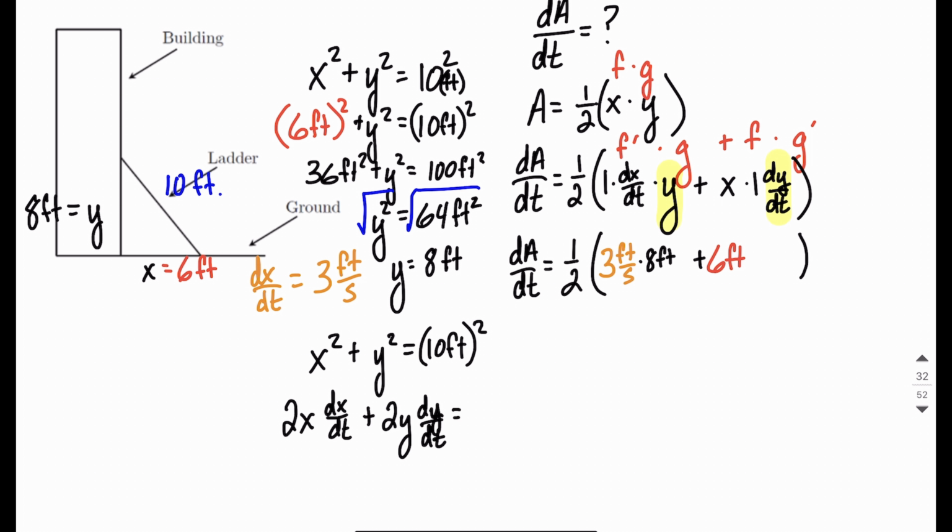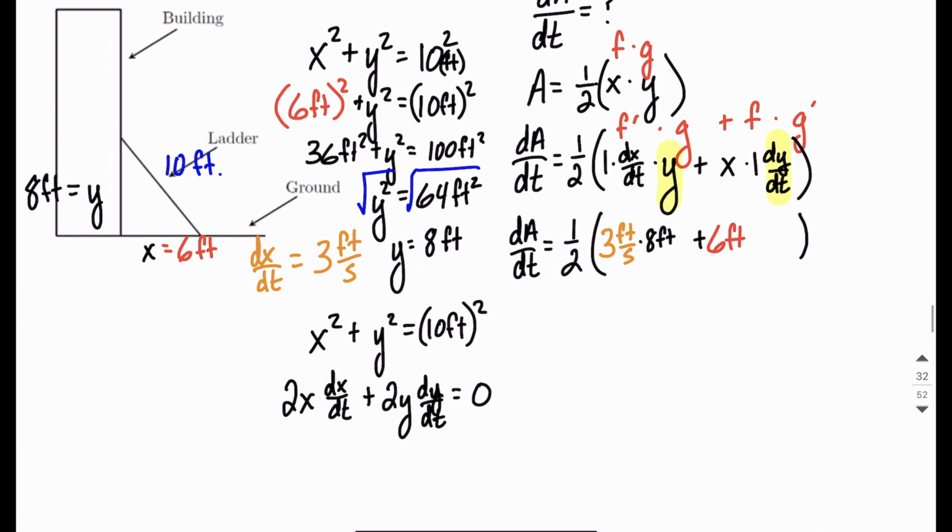And on the right-hand side, you may note that's just a constant, right? If we multiplied it out, it would be 100. Derivative of a constant is always going to be 0. All right, let's see what can we fill in to each one of these spots.